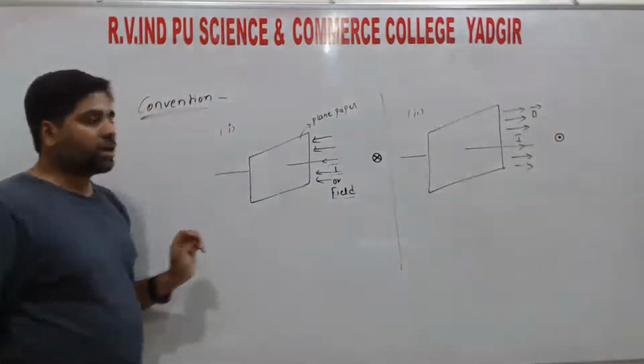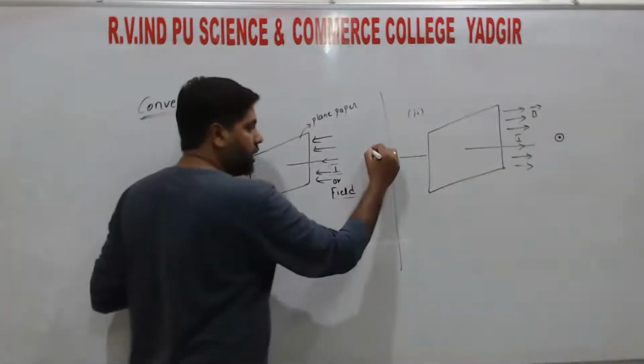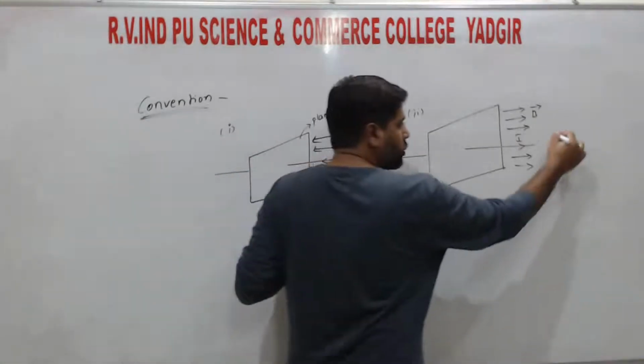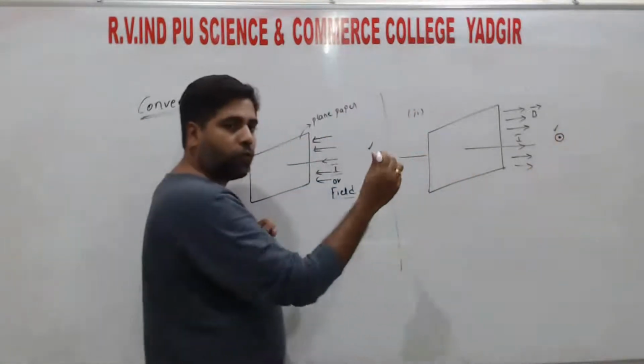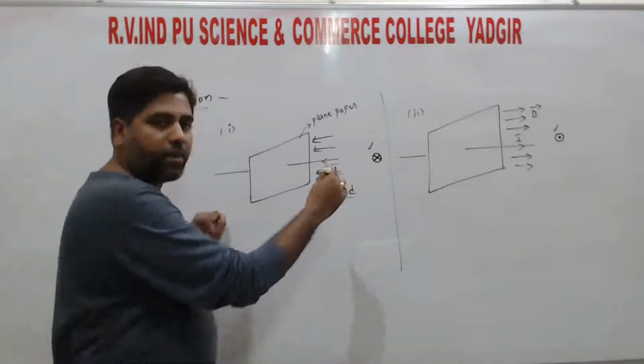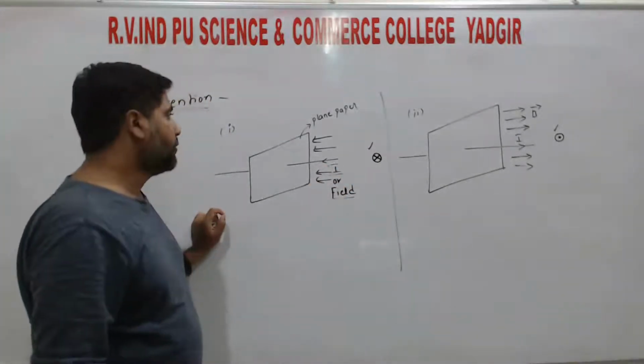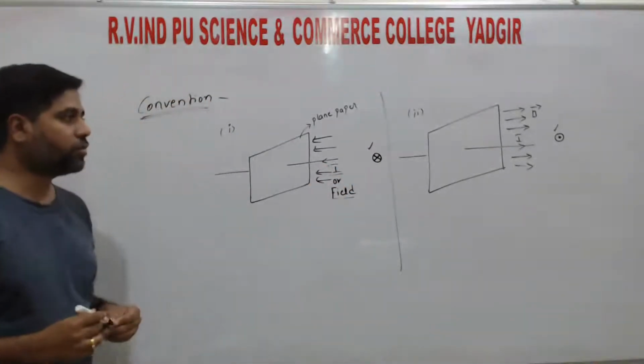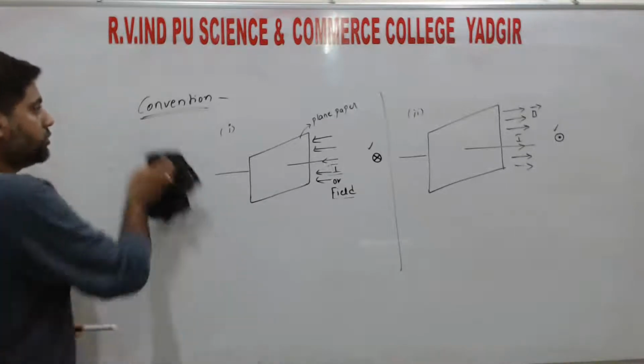So these are the conventions. Mostly we are using the cross and dot. They indicate the current is flowing inside the board and coming outside the board, right? So this convention we are using in this chapter.